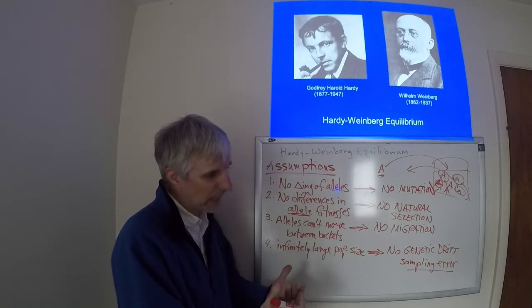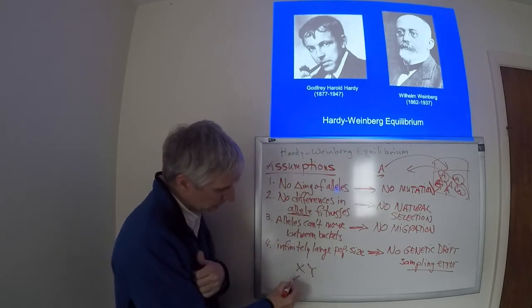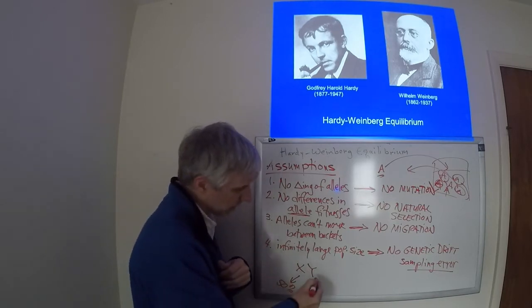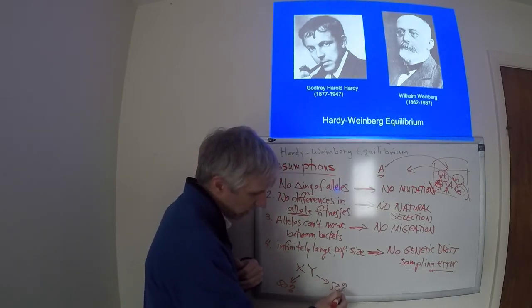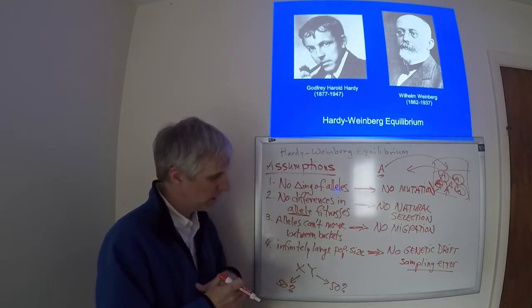The idea here is that there's a probability of passing an X chromosome to the next generation, and there's an associated probability, 50%, of passing the Y chromosome to the next generation.